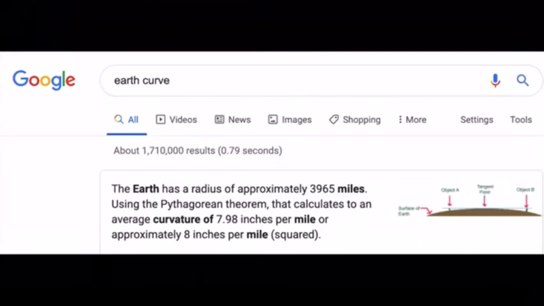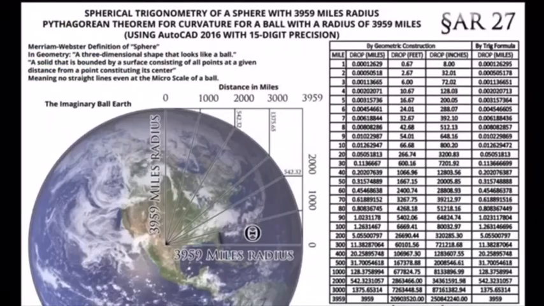So using the Pythagorean theorem, we can see that the average curvature is about 8 inches per mile squared. What a lot of people don't realize is that this is a geometric object. We can measure and test it at 25,000 miles around, or 4,000 mile radius. This is testable. And we can be extremely accurate within 500 miles.